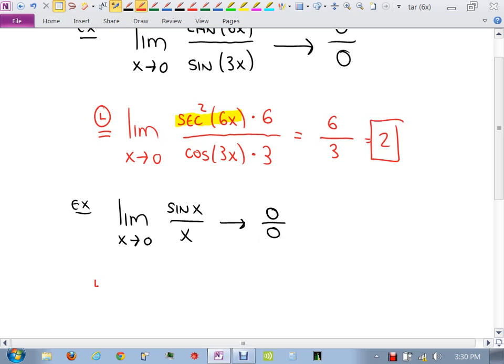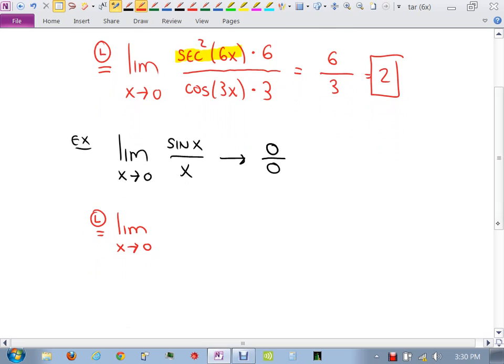But by L'Hopital's rule, I can just do the derivative of top and bottom and get what? Cosine x on top and on the bottom 1. And what's cosine 0? 1. 1 over 1 is 1.